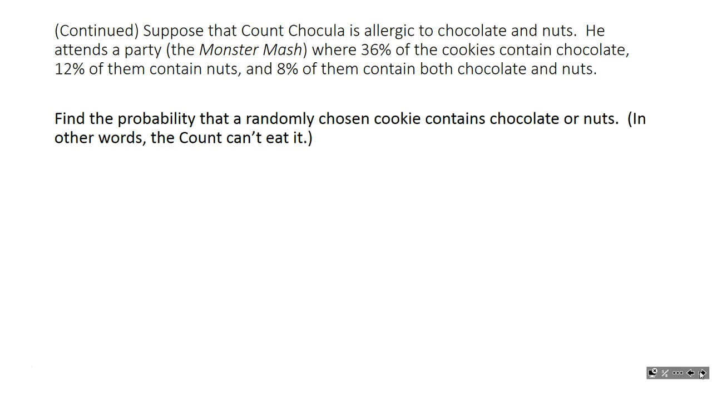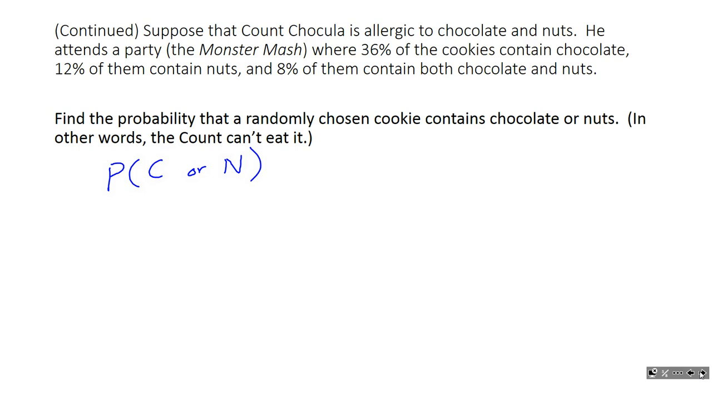I just repeated the information at the top of the page so we'd have it handy. Find the probability that a randomly chosen cookie contains chocolate or nuts. In other words, it would be a cookie that the count can't eat. So let's write that first as a statement. The probability that we have chocolate or nuts, C or N. And make sure you're always very careful. You write down or and as the problem calls for, because we have different ways of computing and or statements.